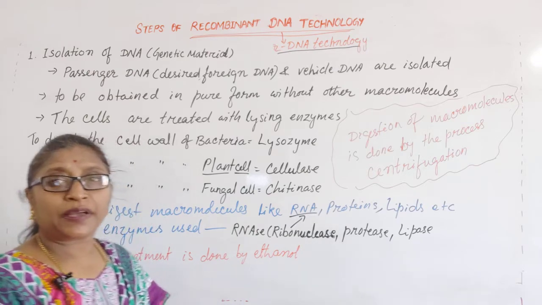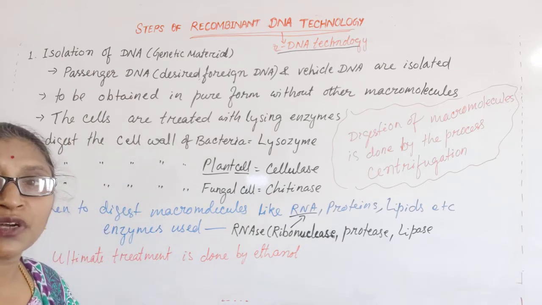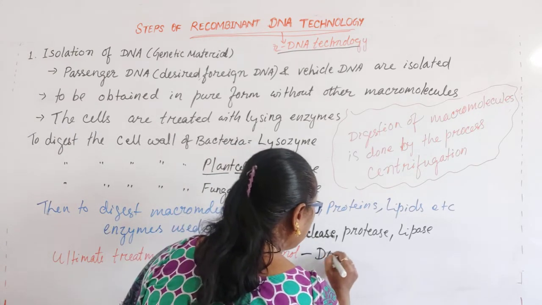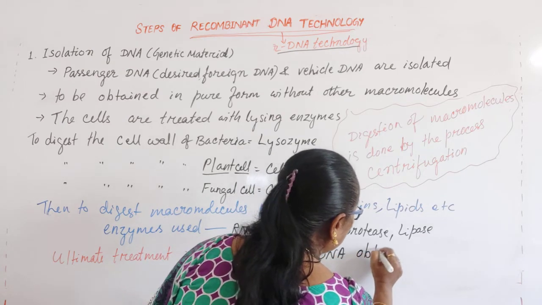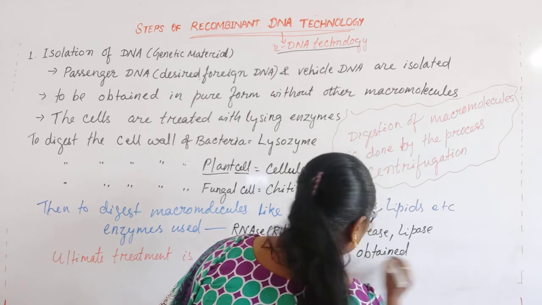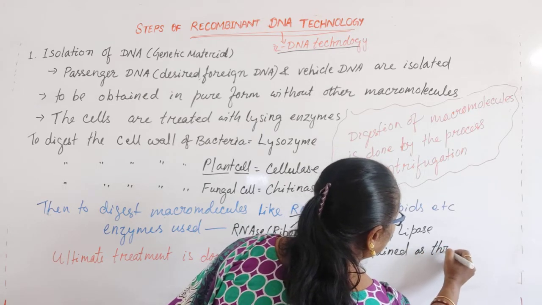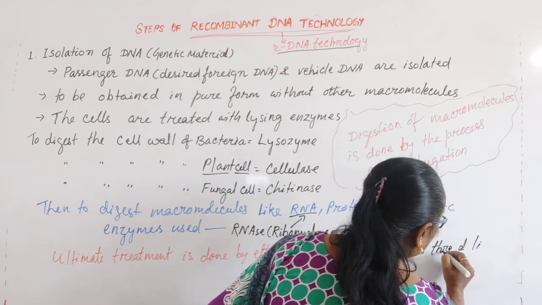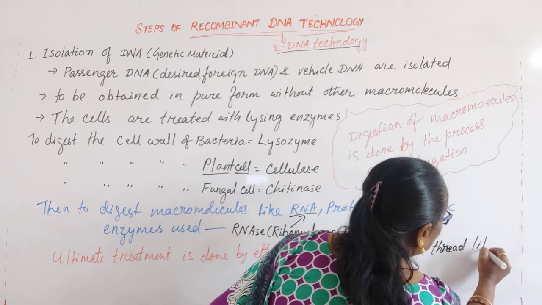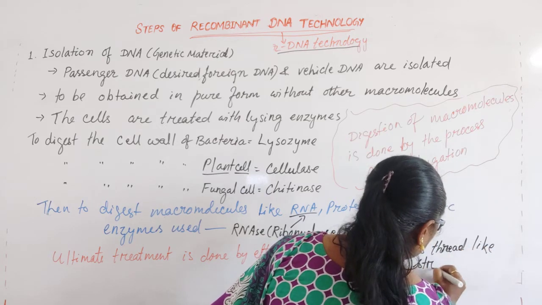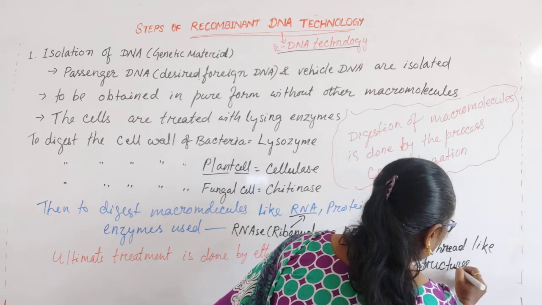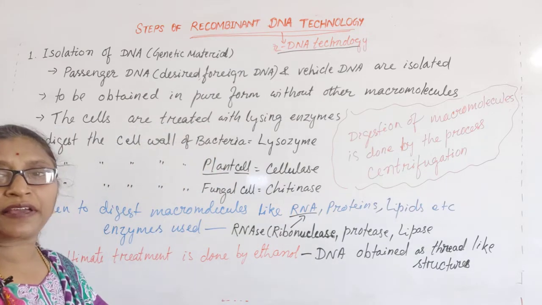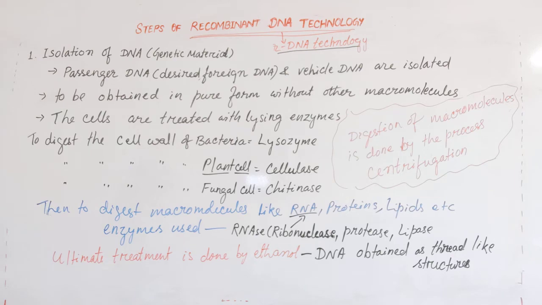Then what is obtained by applying the ethanol? The DNA is obtained as thread-like structures. Okay, this is how the pure form of the DNA, that is the passenger DNA and the vehicle DNA, are obtained. Okay, write down all this.